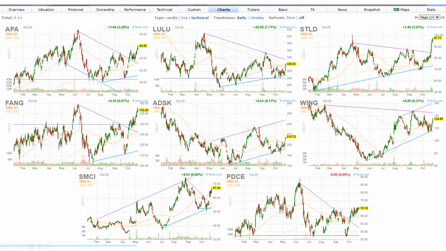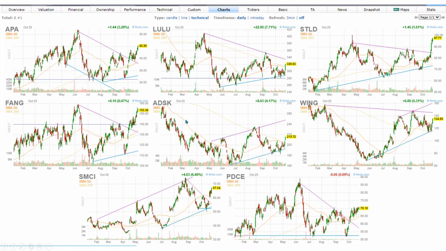Lululemon is kind of neutral for me because it's just going sideways. It is narrowing with this triangle pattern now. So we'll see which way that resolves. STLD is also kind of in a wedging pattern here, and this one has now broken up to the upside. FANG similar. It was kind of in this consolidation, and now it's broken out there.